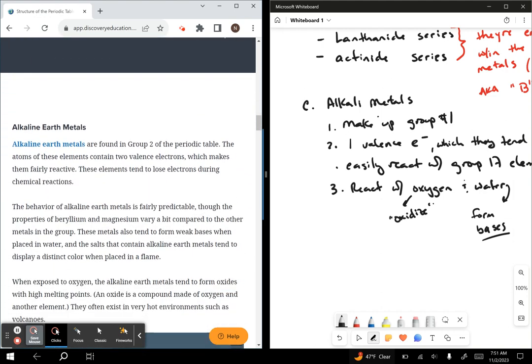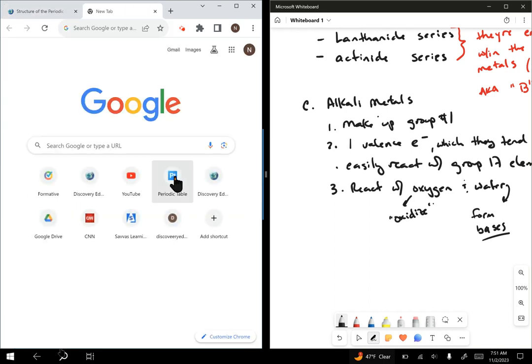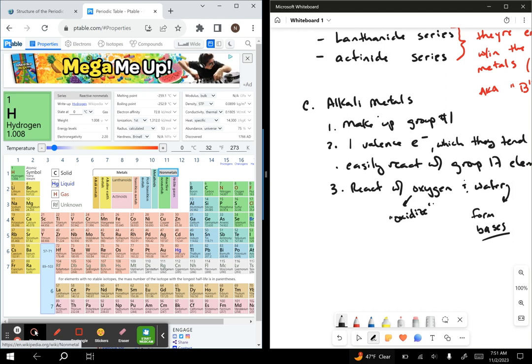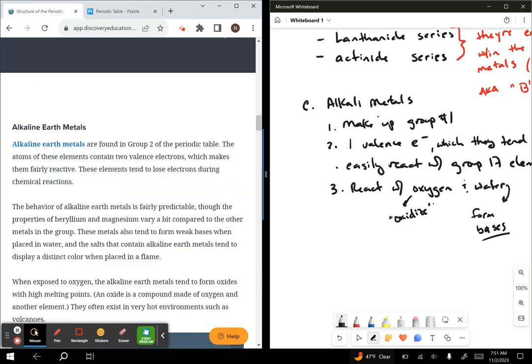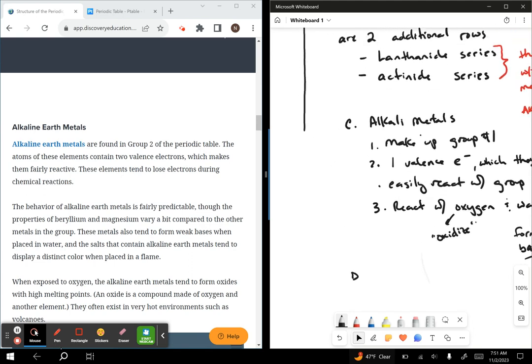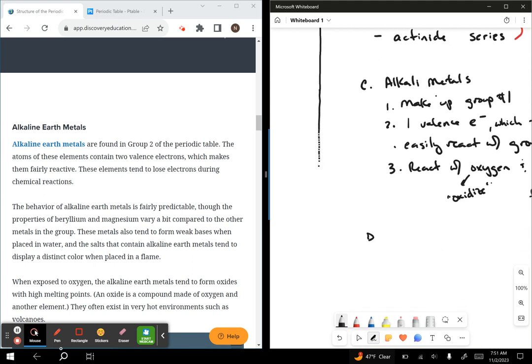All right, group number 2. If I were to throw up the periodic table here, we just got through talking about the alkali metals. See that? They're in group number 1. Now we're going to move over to the alkaline earth metals. See how that's highlighted yellow? That's your group 2. So letter D. And let's make sure we carry our lines down here as well.